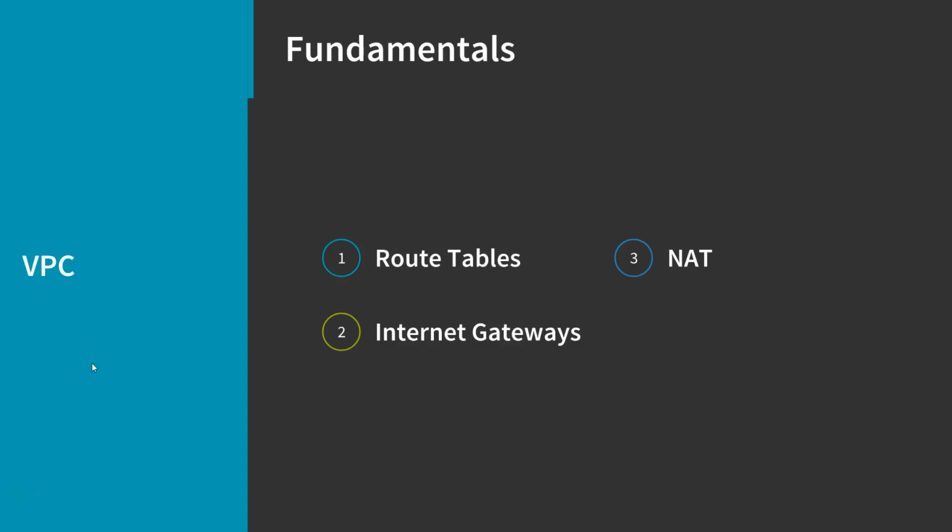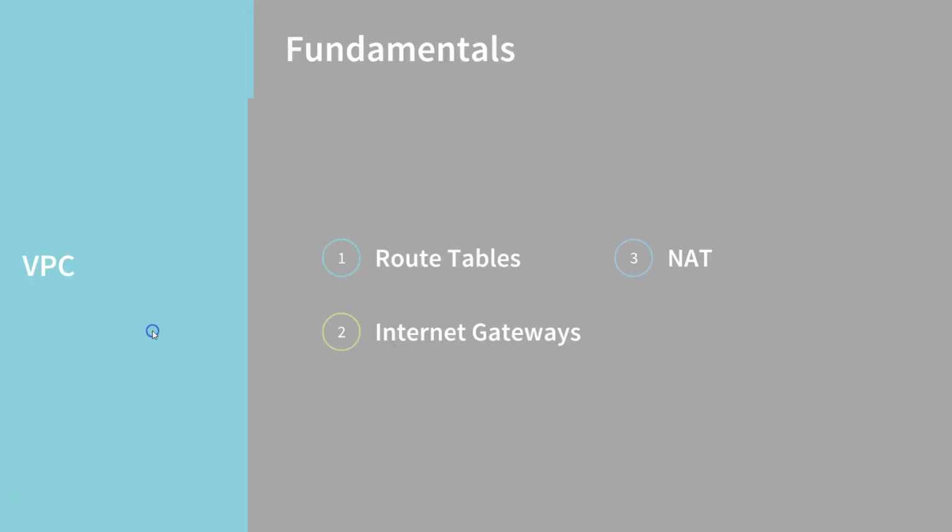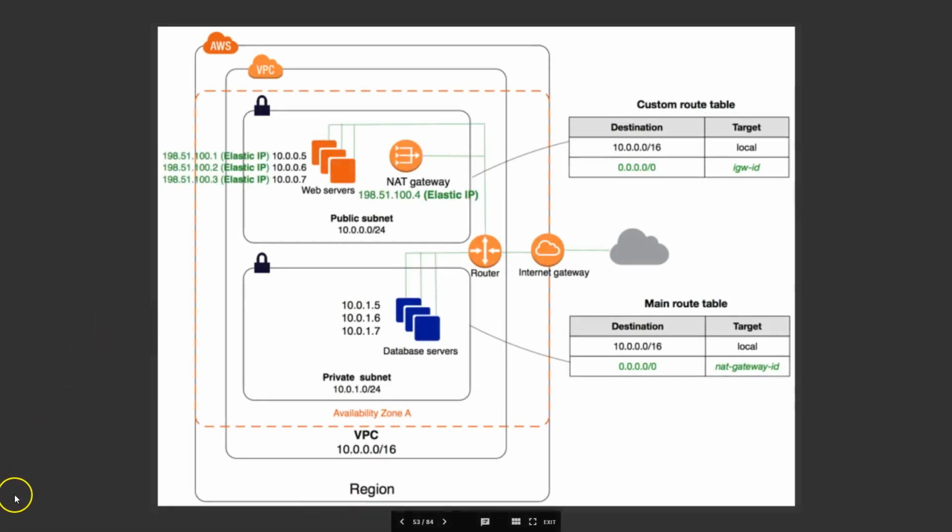And finally, there are NAT gateways, or Network Address Translation Gateways. These enable instances in a private subnet to connect to the Internet or other AWS services, but prevent the Internet from initiating a connection with those instances. Let's check out the following diagram to get a better idea of how these components work.